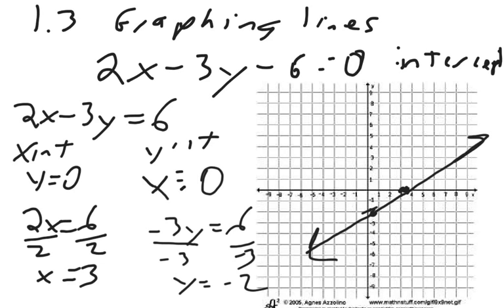And then with a ruler, and not freehand like I did, you connect the 2 points that you got, and you have yourself a line. Anytime you have 2 points, you have a line.